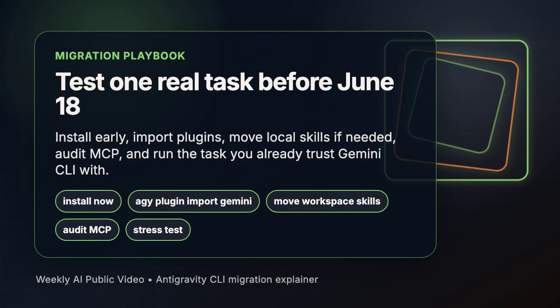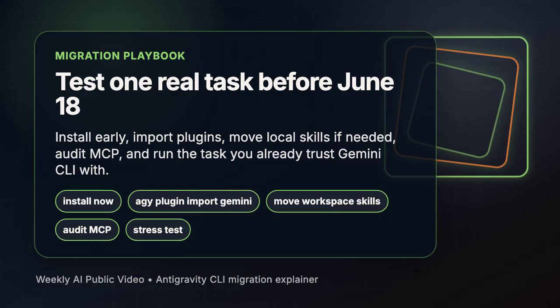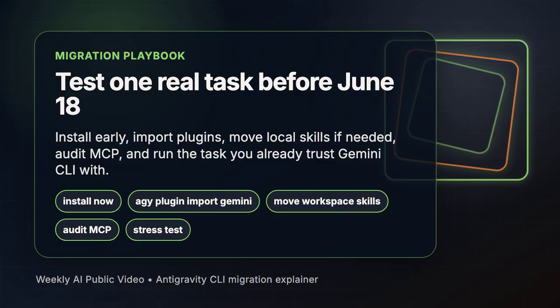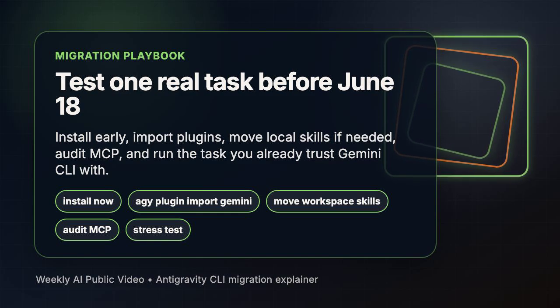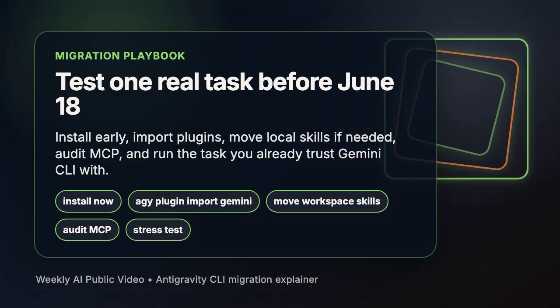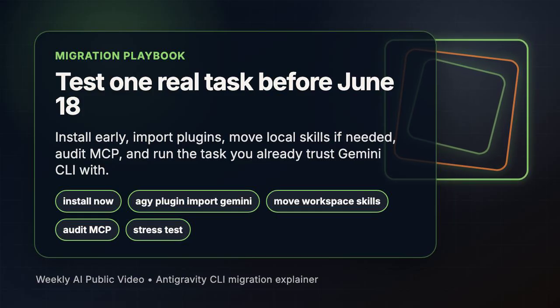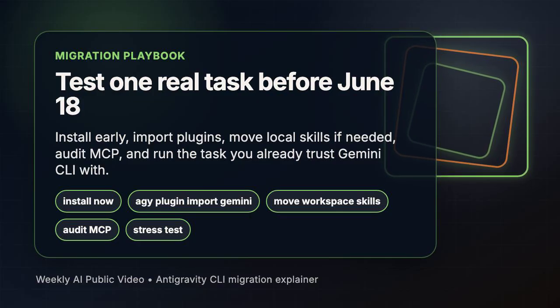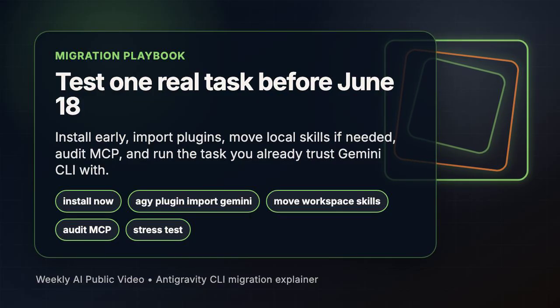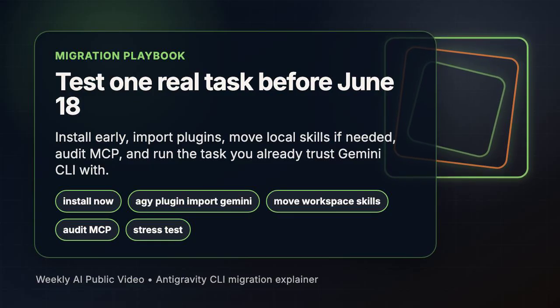So here is the playbook I would use. Install Antigravity CLI before the deadline, not on the deadline. Run the plugin import once and note what converts versus what gets skipped. Check whether your project has workspace local skills sitting in .gemini/skills. If yes, move them where the new CLI expects them. Audit MCP config next. Separate the file if needed. Rename URL to server URL for remote servers where required.